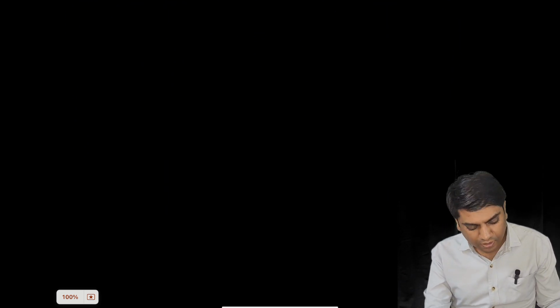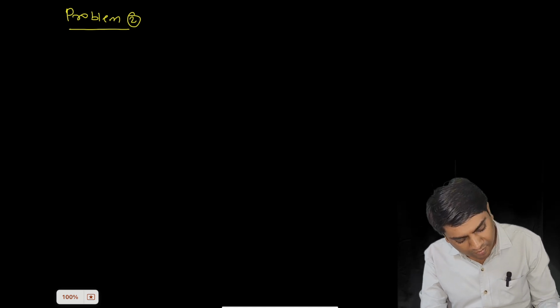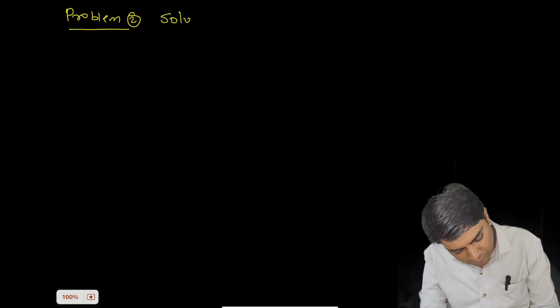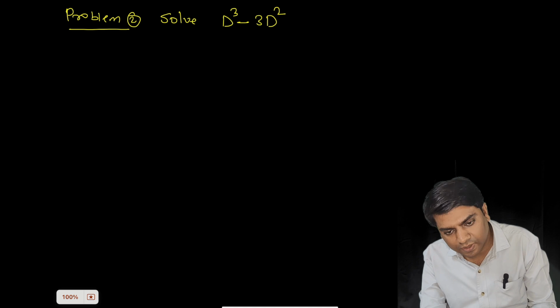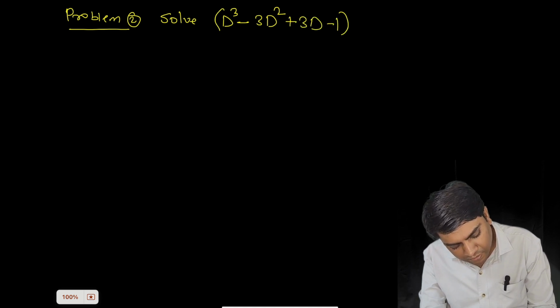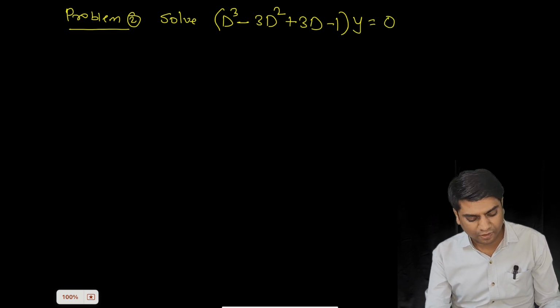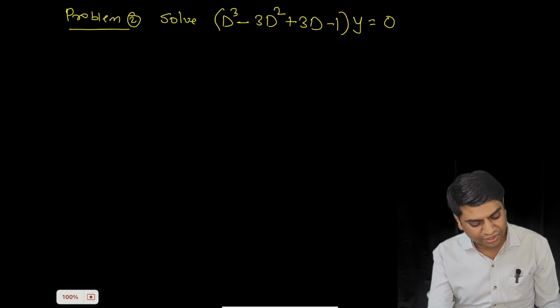Okay, so let me write the next problem first. Problem number 2. Suppose we have the second problem as solve (D cube minus 3D square plus 3D minus 1) into y which is equal to 0. Okay, so we have this differential equation and we have to find the solution of this differential equation.